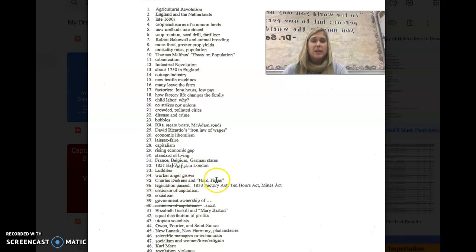Y'all can look up Charles Dickens and Hard Times. That's in one of those sections we recently went over. We just talked about 36 with child labor, as well as women being reduced to working here.